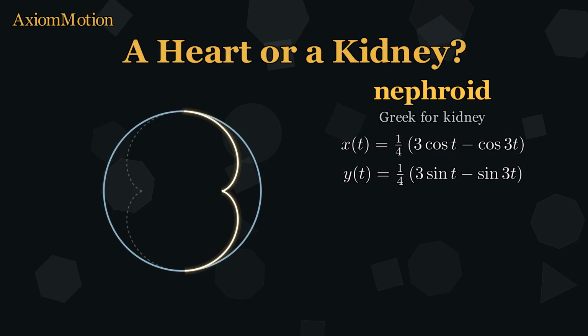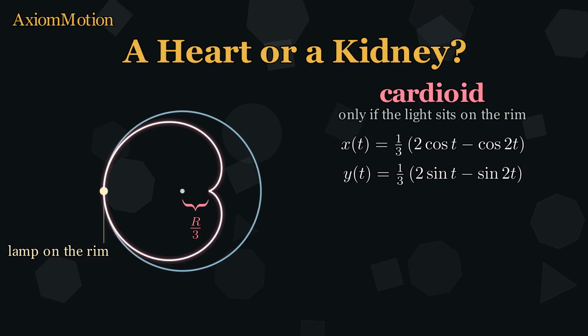Here is where the popular story gets interesting. Articles love to call the curve in your coffee a cardioid, a mathematical heart. A cardioid truly is a caustic of the circle, but only in one exact situation. The light source has to sit on the rim itself. Put a point of light right on the edge, and the envelope becomes this single cusped heart. Its point rests exactly 1/3 of the radius from the center, and its far side reaches all the way back to the lamp. Between the heart and the kidney, there is a dial.